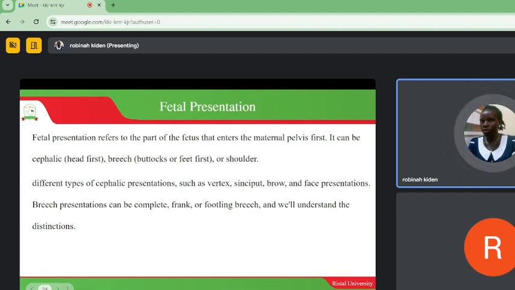But simply to give you some simple explanation, the complete breech is the one where there's complete flexion, but it is presenting with the buttocks. Then the frank breech is the one where the legs are extended. Then the footling is the one where the fetus has the foot coming first.